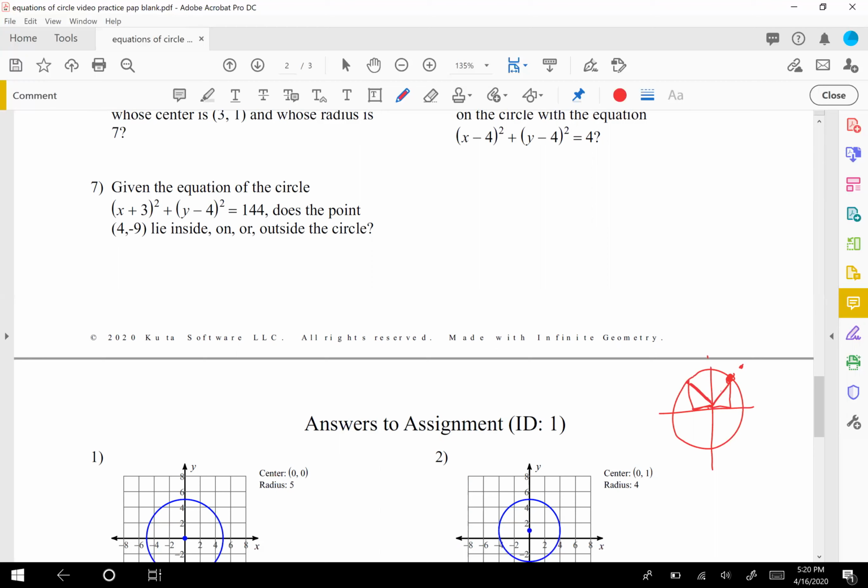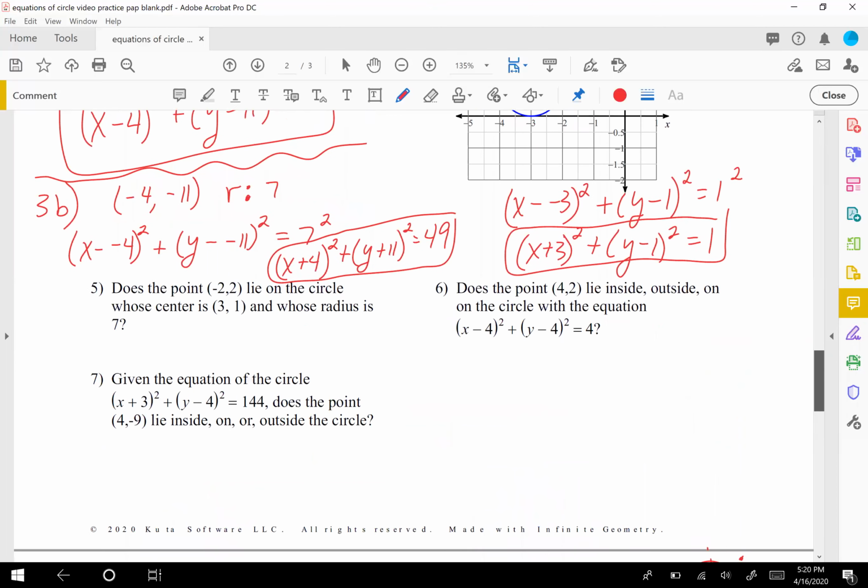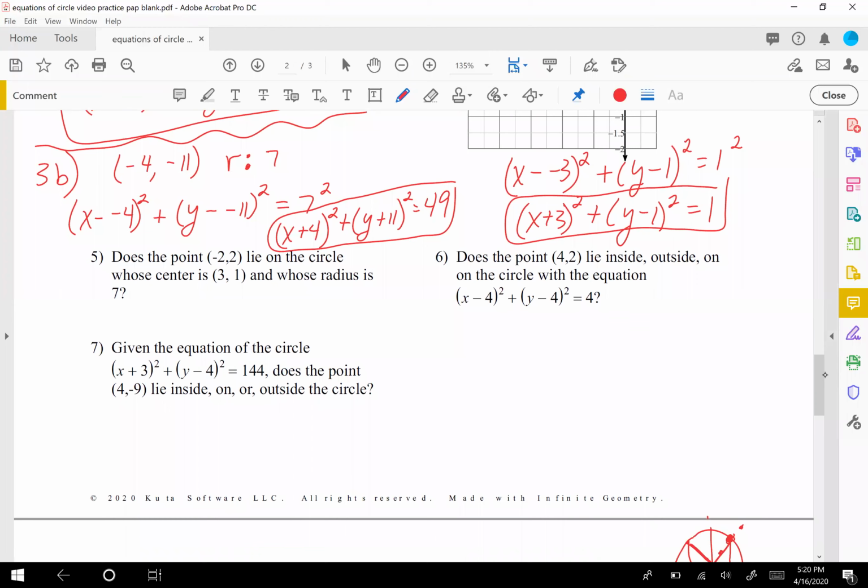If it's inside, it's going to have a smaller radius. So what we're going to do is use the points that they give us and plug them into the equation for the circle. And then we're going to see if the two sides are equal, if one side is greater than, or if one side is smaller. That'll make a little more sense once I plug in.